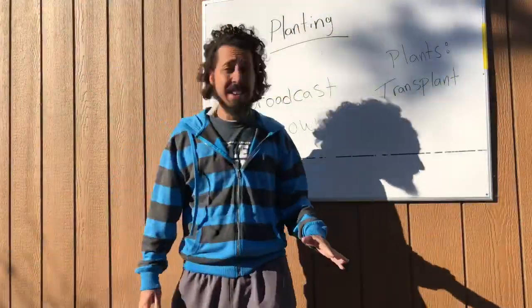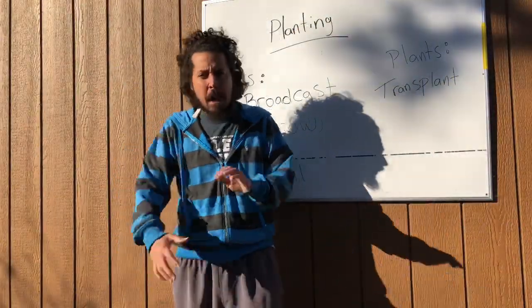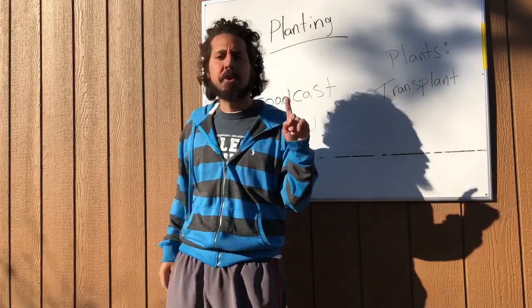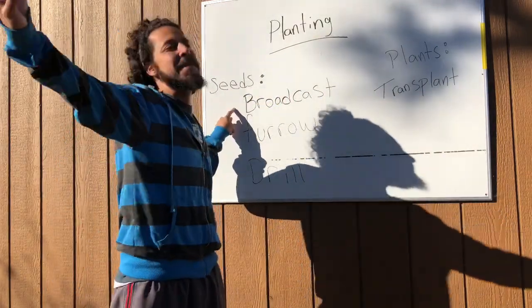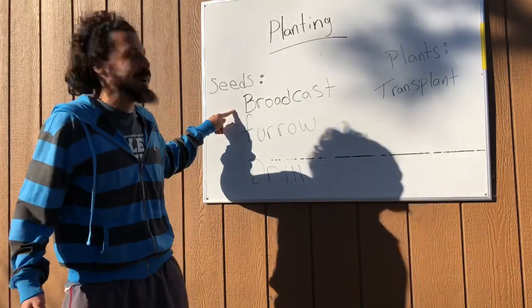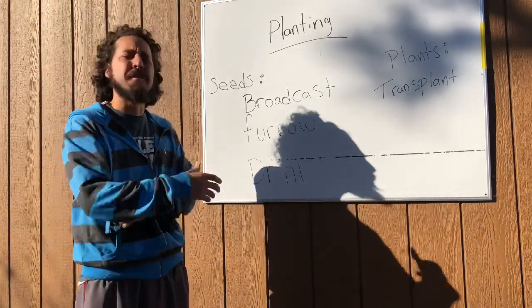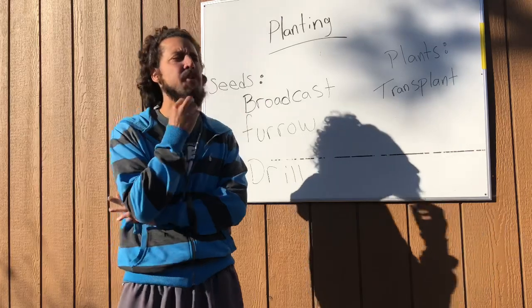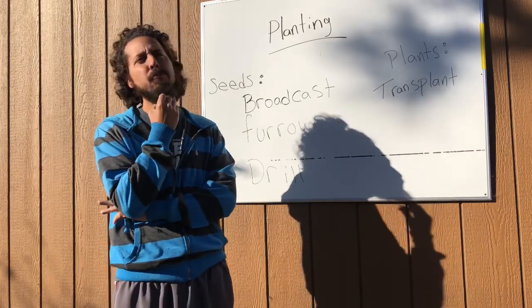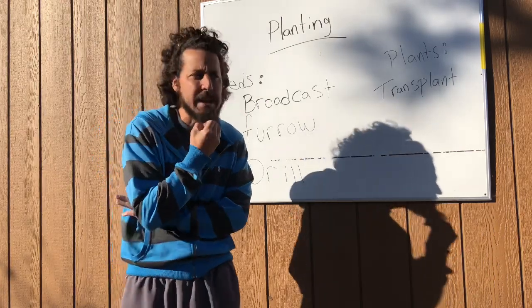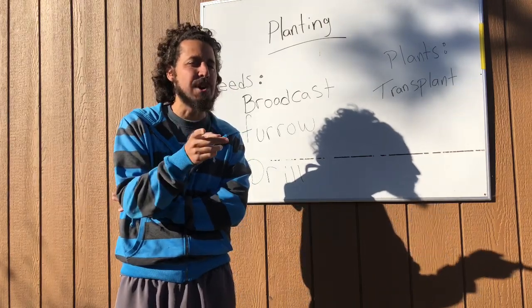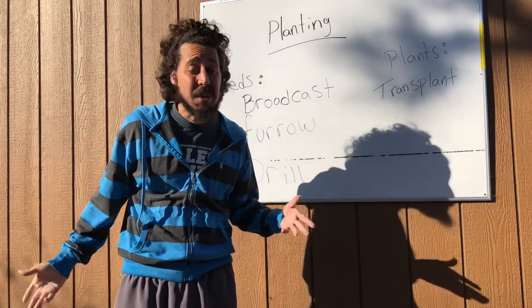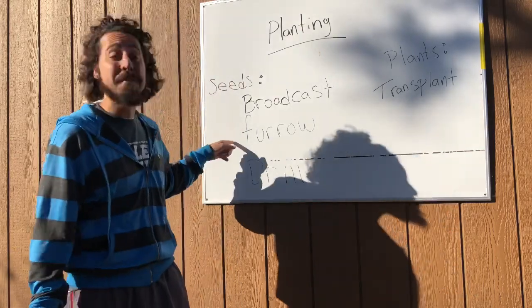All right, my friends, now we just finished learning all about the first seed dispersal method, which is broadcast. We broadcasted them out, just like a news reporter. Number two, furrow. Now that's an interesting word, furrow. Kind of rhymes with burrow, which means like making a little small hole. Let's see what that translates to in the actual garden. Let's go ahead and plant right now some seeds using the furrow method.